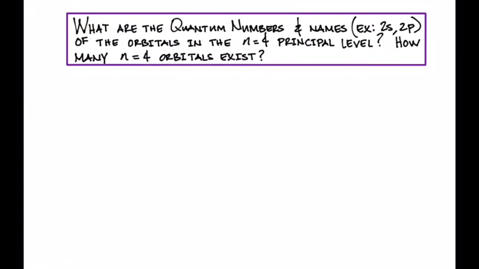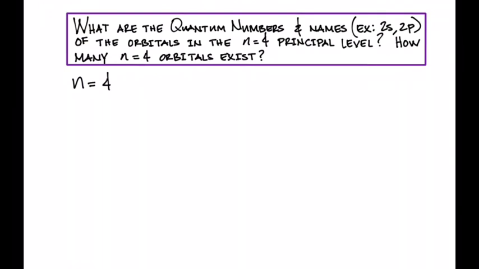We're being asked for the quantum numbers and names. So we'll look at the values of n, the values of L, and the values of m sub L. We don't have to worry about m sub s, the electron spin quantum number, because we know that it's always positive half or negative half. So we have n equals 4, right? We're given n equals 4.